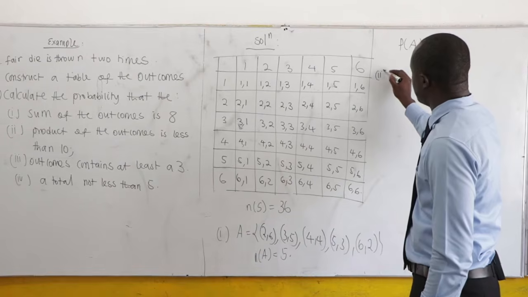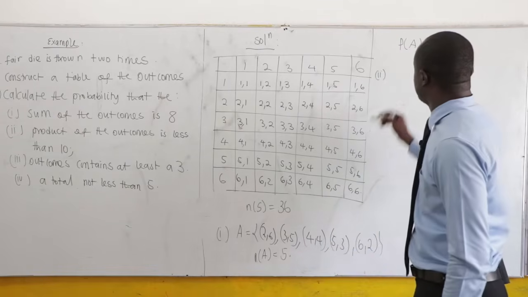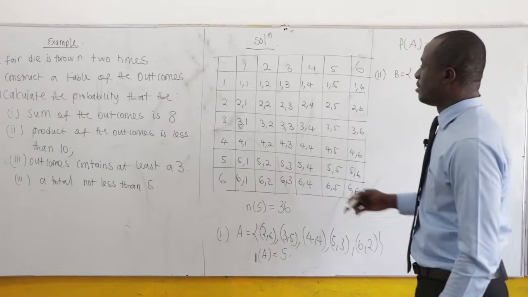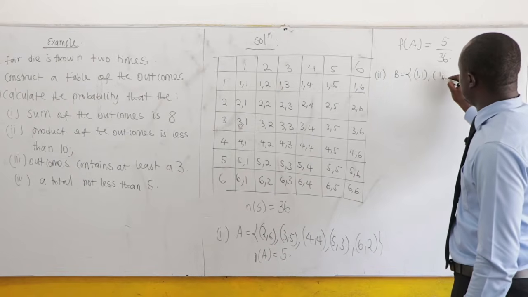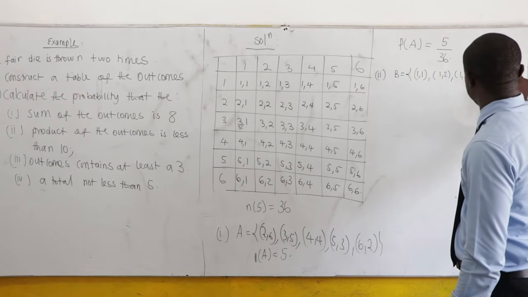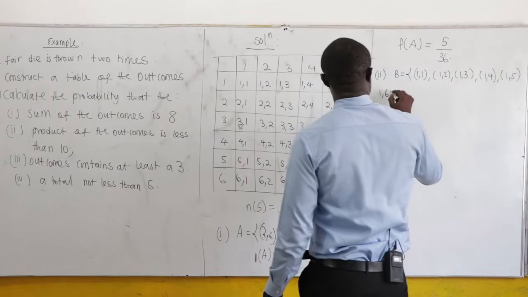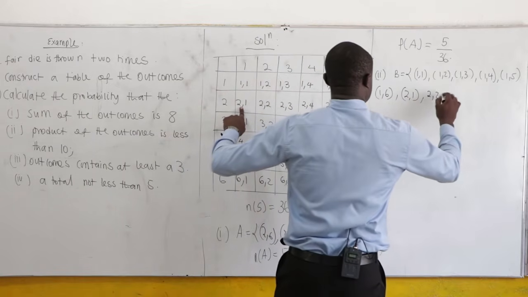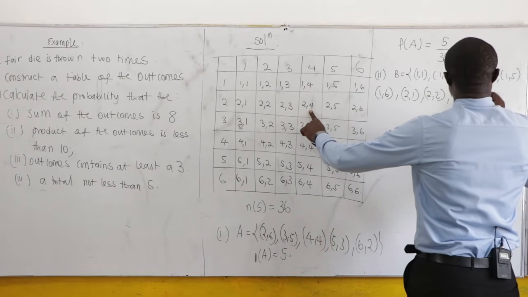Now let's see the second one. The second one says that the product of the outcomes is less than 10. So B, product of the outcomes less than 10. Okay, let's see, 1 times 1 is less than 10. Product, 1, 2 is part, 1, 3 is part, 1, 4 is part, 1, 5 is part. When you multiply, it's less than 10. 1, 6 is part. 2, 1 is part. 2, 2 is part. 2, 3. When you multiply, it is less than 10.